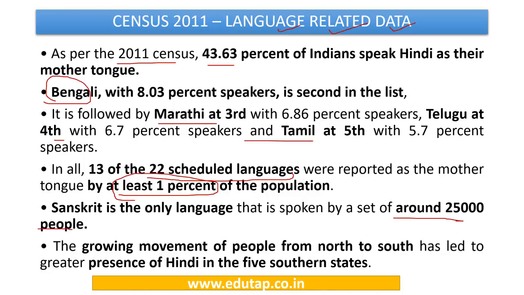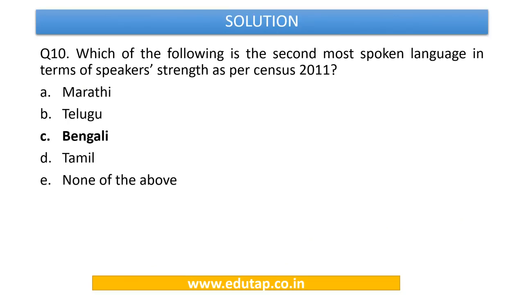So this Sanskrit language has a very low number of speakers, and we must make efforts to conserve this particular language. The growing movement of people from north to south has led to greater presence of Hindi in the 5 southern states. So the prevalence of Hindi language in the southern states is increasing. Now we can answer this question: Bengali is the second most spoken language in terms of speakers strength as per census 2011. So answer to this is going to be option number C.